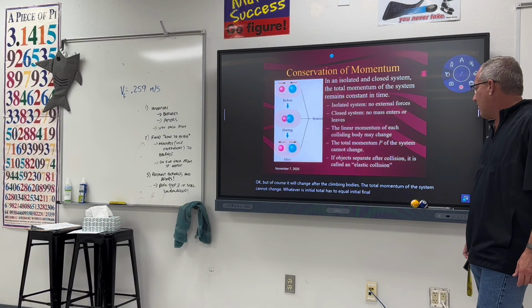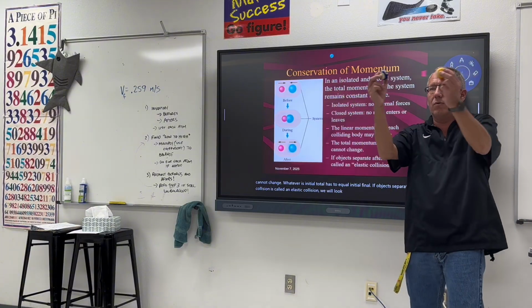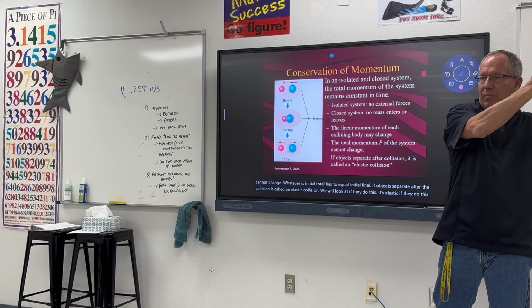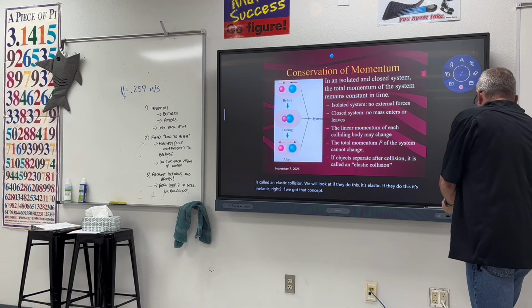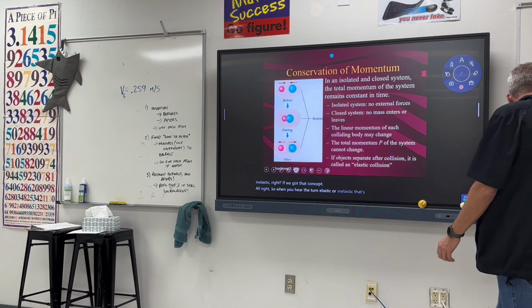If objects separate after the collision, it's called an elastic collision. We will look at this: if they do this, it's elastic. If they do this, it's inelastic. All right, so we got that concept? So when you hear the term elastic or inelastic, that's what's going to happen here.